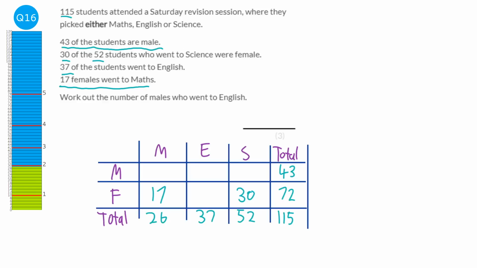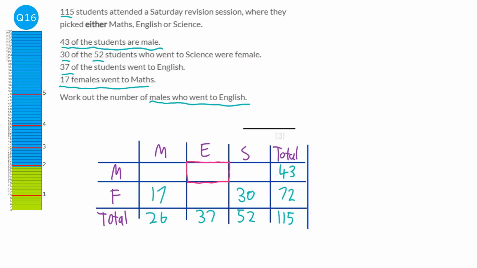So it says work out the number of males who went to English. Males who went to English will be this box here, so this is our target. But you can't work that out directly, we've got to go around and work out what we can. So the next thing we can do is work out this bit here.